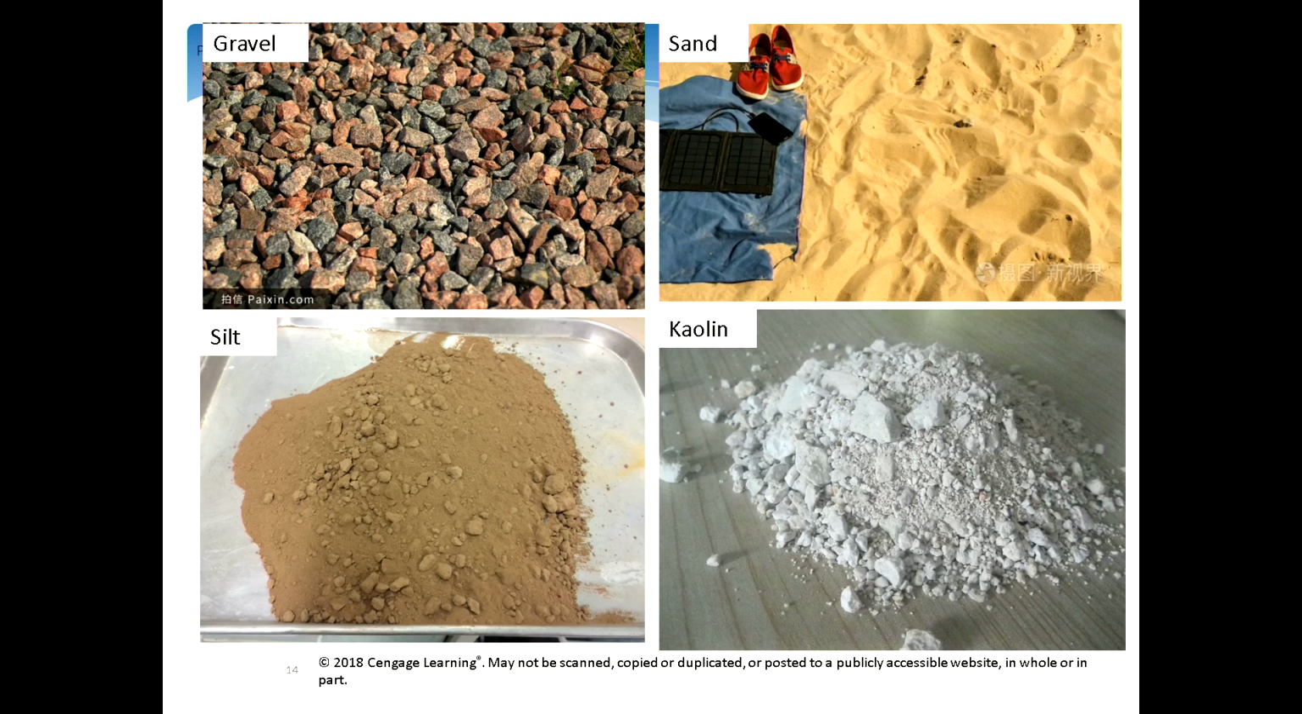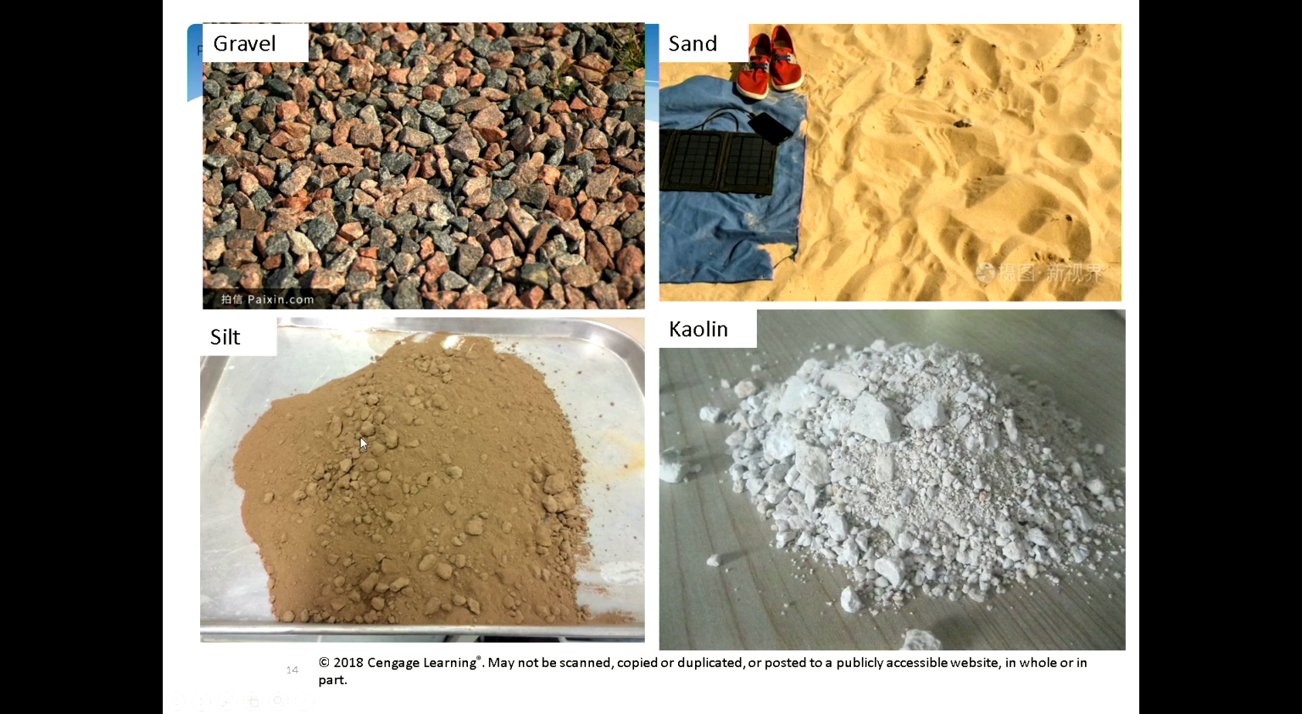So the clay particles in gravel soil actually have nothing to do with the mechanical properties of this kind of soil. It is the same with sand. We call this gravel, this sand, this silt, this kaolin. It's not because only gravel particles are contained in this kind of soil. No, it's because most of the particle sizes are in the range of gravel, then we call it gravel.